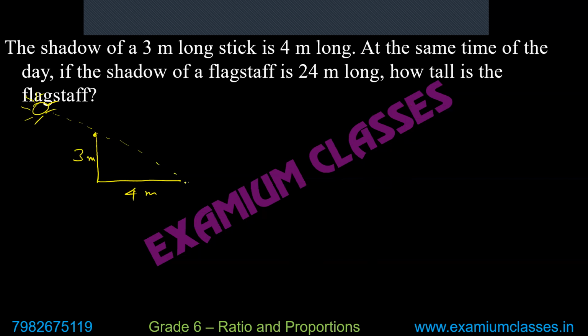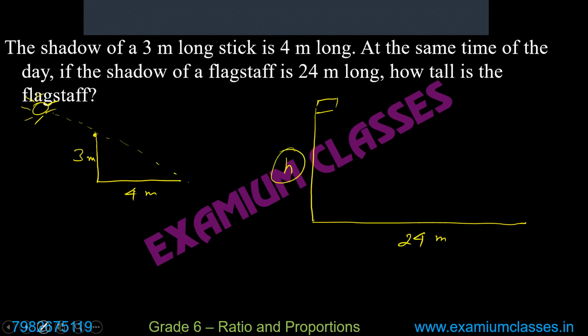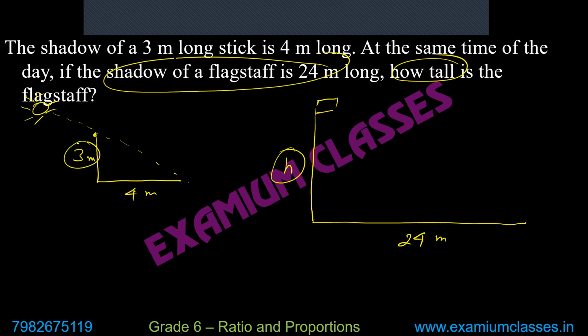Now the question is, at the same time of the day, if the shadow of a flag staff is 24-meter long, how tall is the flag staff? So suppose you have a flag staff here, and its shadow is given 24-meter. This height is asked. Flag staff is the pole on which the flag is mounted. So in this case, this ratio will remain same. 3 divided by 4 will be same as h divided by 24. The ratio of the height to shadow will remain same.